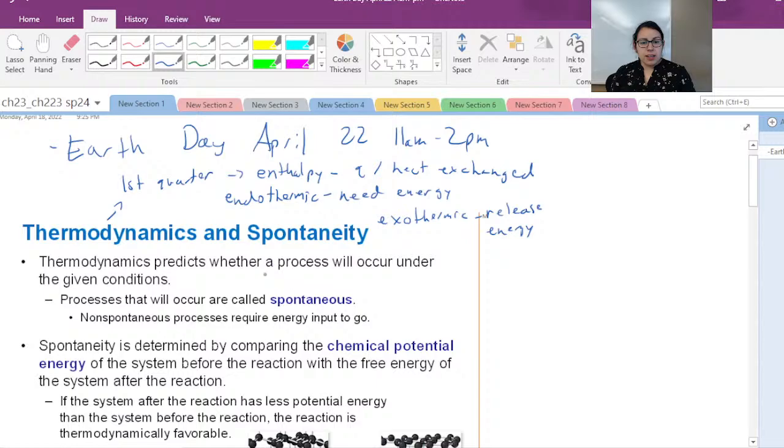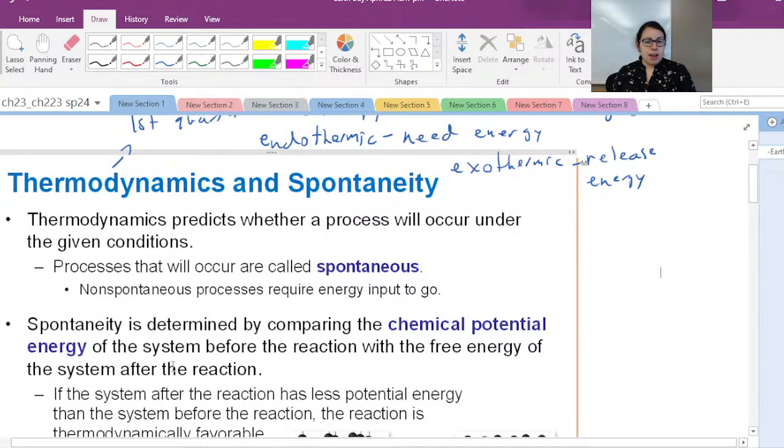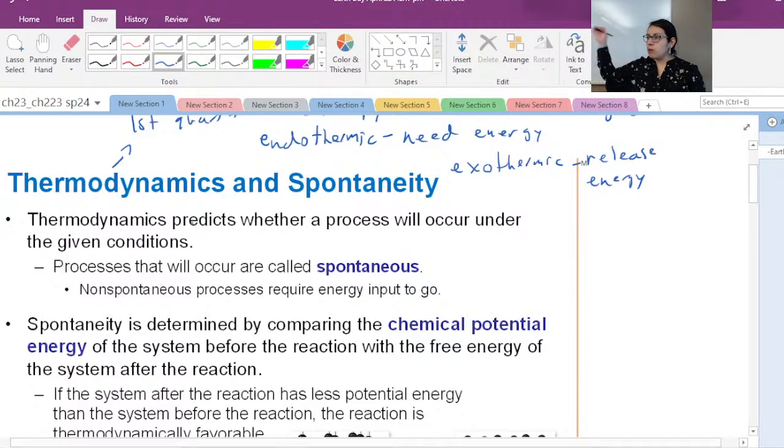And so now we want to get into spontaneity, into whether a process will occur. So this isn't telling us whether something is going to occur or not. It's just telling us our heat exchange. And so now we are looking into, well, how do we know if a reaction goes? So that's the next part that we're asking now. We studied whether things are endothermic, exothermic, but does this tell us whether something is going to go or not?